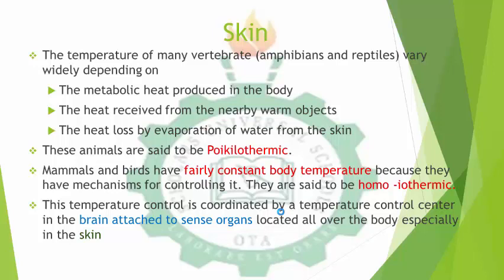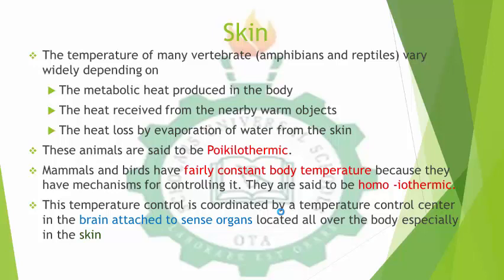That is why these animals, like amphibians and reptiles, are called poikilothermic animals, because they regulate their temperature based on the metabolic heat produced, the heat received from the warm objects around them, and the heat loss by evaporation of water from the skin. But mammals and birds have a fairly constant body temperature because they have a mechanism of controlling it, and that is why they are regarded as homeothermic animals.